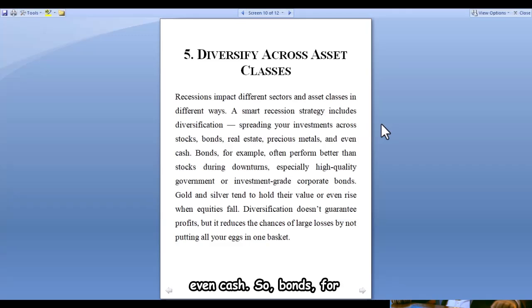So bonds, for example, often perform better than stocks during a downturn, especially high quality government or investment grade corporate bonds, and gold and silver tend to hold their value or even rise when equities fall. So diversification doesn't guarantee profit, but it reduces the chances of large losses by not putting all your eggs in one basket. So now let's go to number 6.